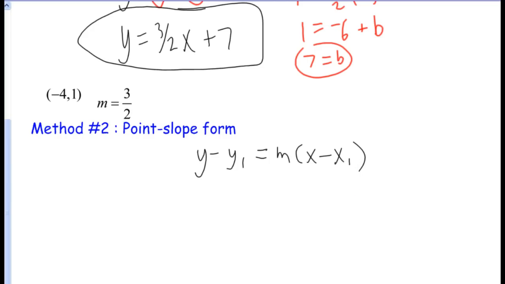Now what's a little different is what you plug in here. So obviously the 3/2 is going to go in there for m. Here's what's different. The -4 will not go in there for x. It actually goes in there for x1. And then the 1 goes in there for y1. So we plug in for those three things. It's just a little different.